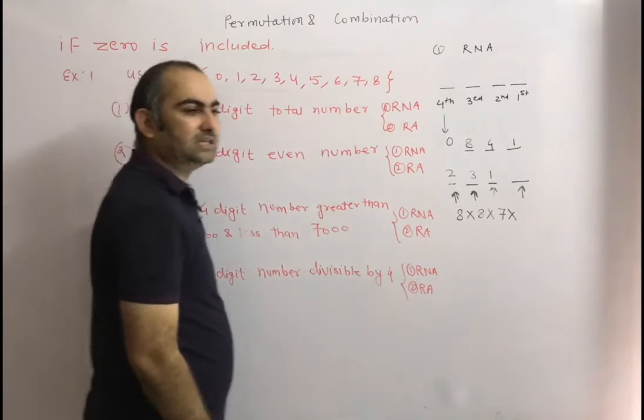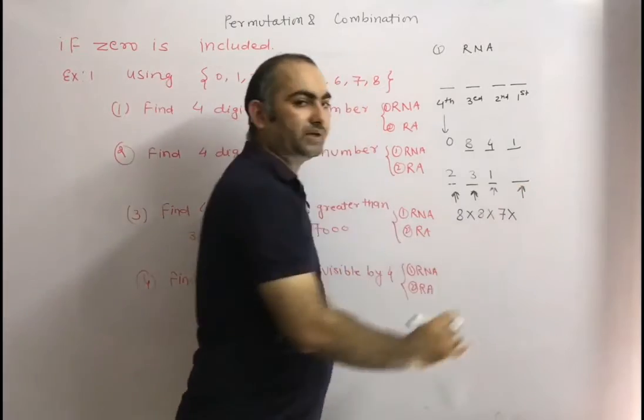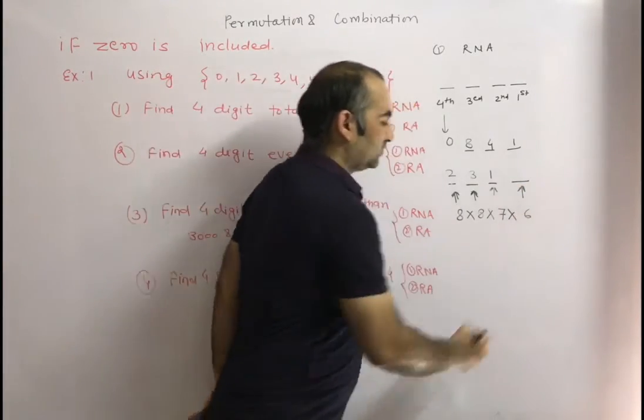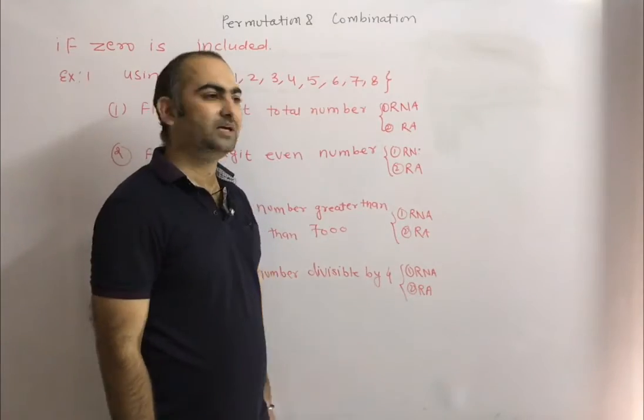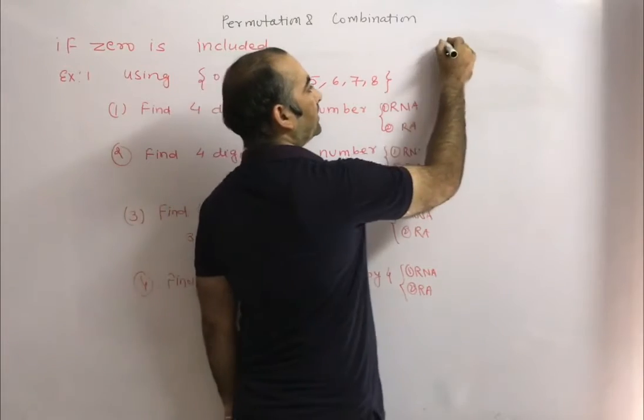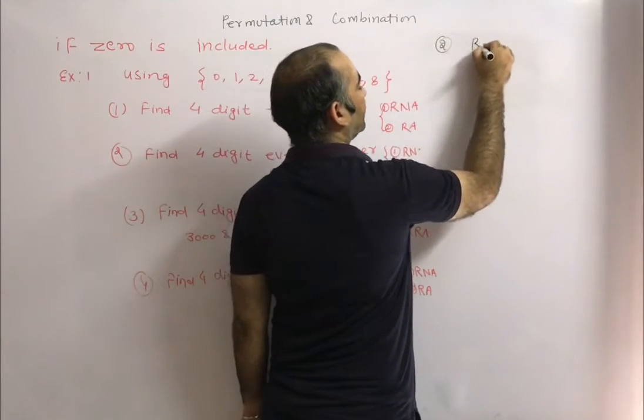Okay, for filling this place how many choices do we have? We have 6 choices, so into 6. So that is your answer. Now the second part is repetition allowed. Okay, now we are solving the second part, that is repetition allowed.